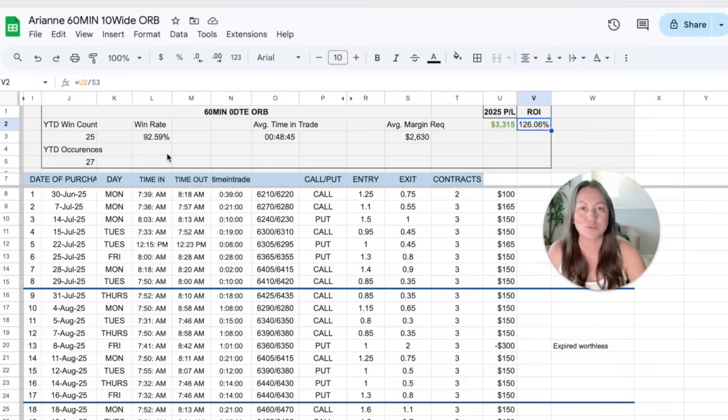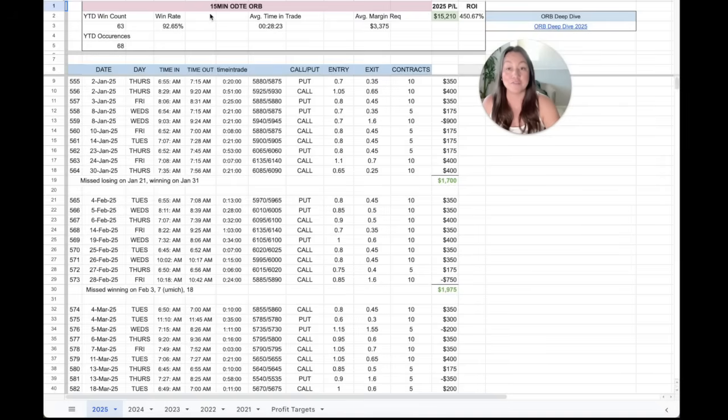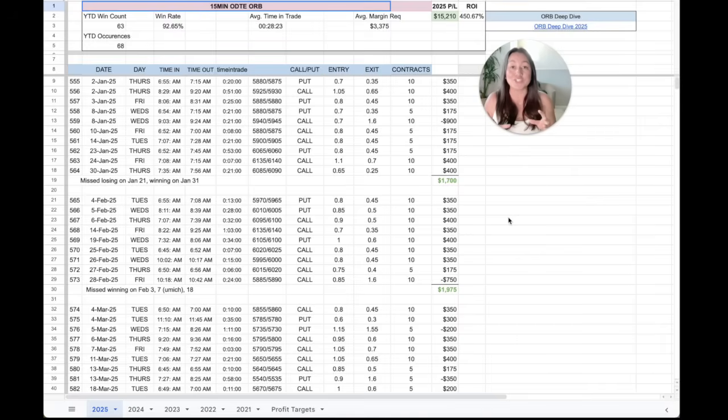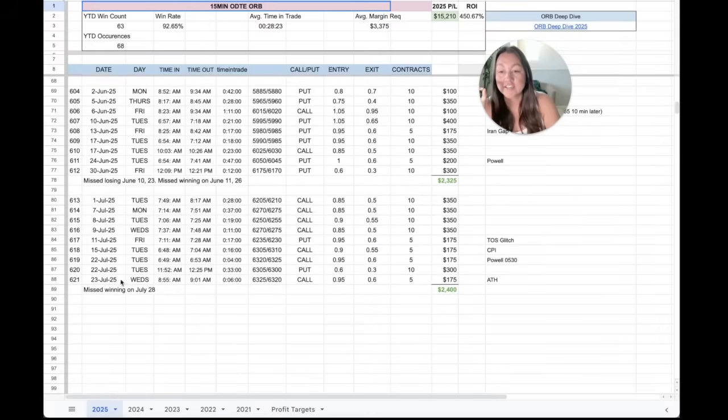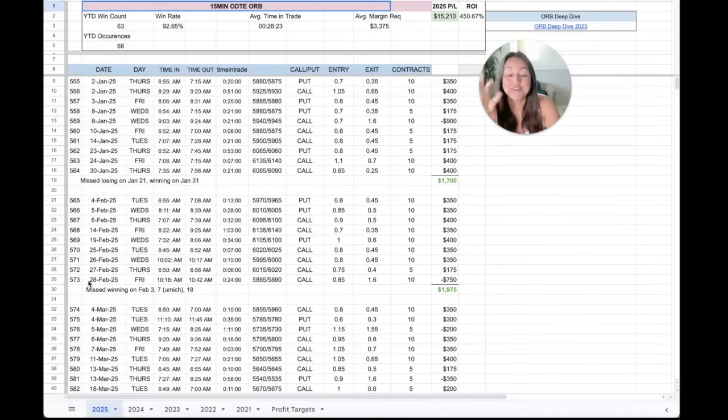So let me pull up another spreadsheet. All right, so this is my 15-minute 0 DTE ORB tracking sheet. By the way, if you are not tracking your trades, what are you doing? What is not tracked cannot be improved. Find yourself an easy Google sheet and track your trades. So anyways, I am on occurrence 600. Actually, I haven't put August on here. I am 600 occurrences into trading the 15-minute 0 DTE ORB.